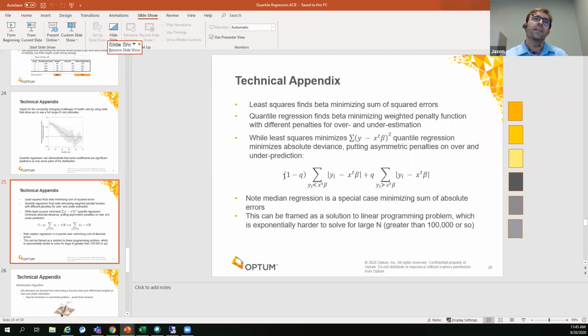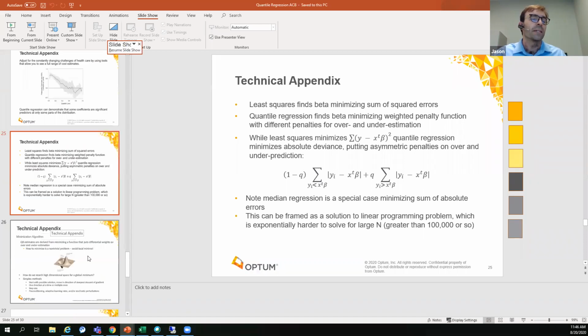It's interesting to note that when Q is 0.5, when we're trying to estimate the median, we wind up just minimizing the sum of absolute values, which is a special case. This was really hard until they realized you can frame it as a linear programming problem, which is nice because there are many tools to solve linear programming problems, but it's still exponentially harder as you get a lot of data, meaning greater than 100,000 points or so. It's just hard to search around and find the right coefficients that minimize that.